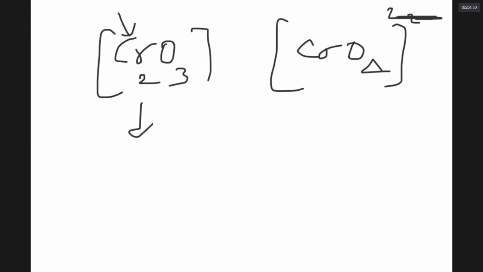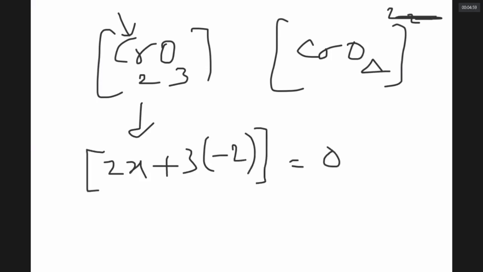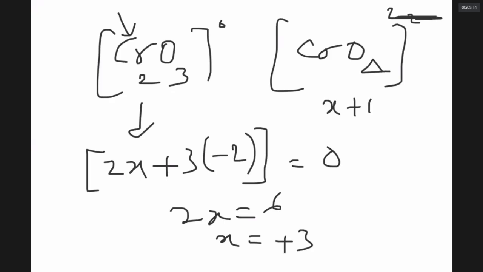You know how to work it out. 2x plus each oxygen is normally allowed to have minus 2 oxidation state is equal to 0 because there is no charge. 2x is equal to 6, x is equal to plus 3. In this case, x plus 4 into minus 2 is equal to minus 2. x minus 8 is equal to minus 2. x is equal to plus 6.